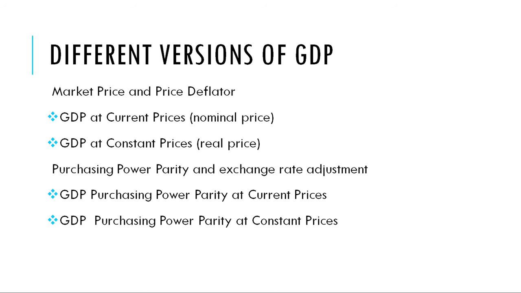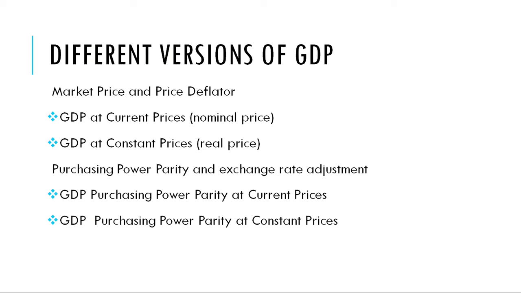And then total these. So GDP is not only one item. There are different versions of GDP. India is shown as the fifth largest economy in one measure only. What are those GDPs? You will learn in higher classes in a very detailed manner. I am just introducing it in a simple manner.